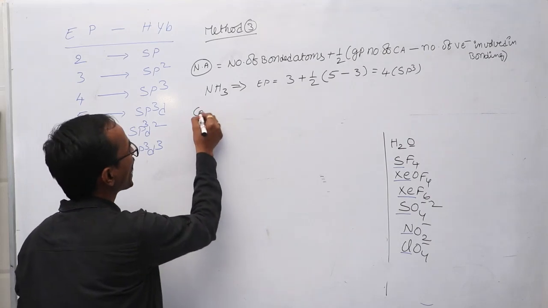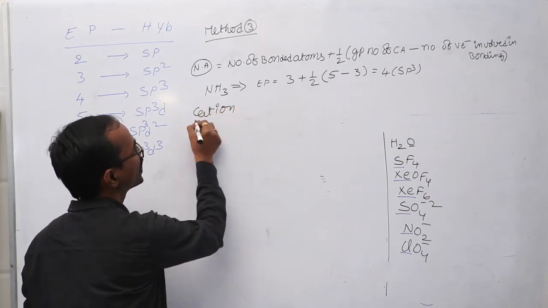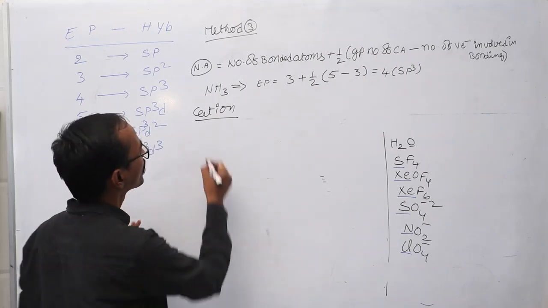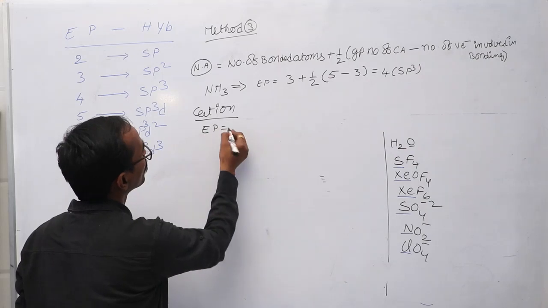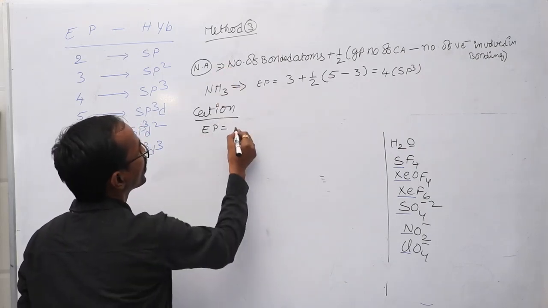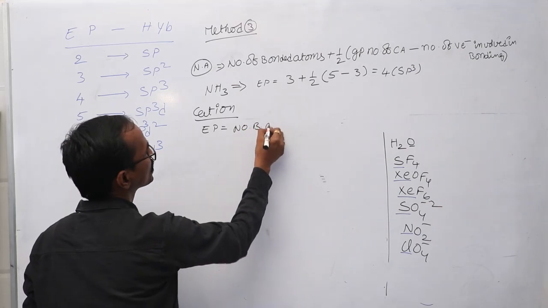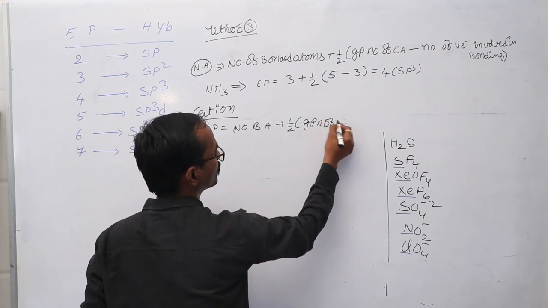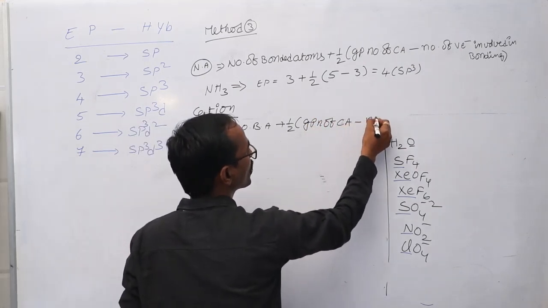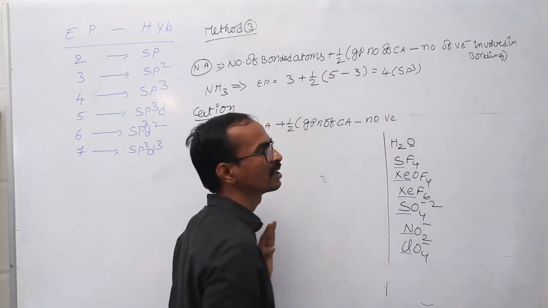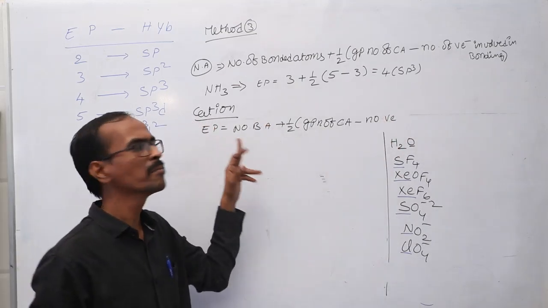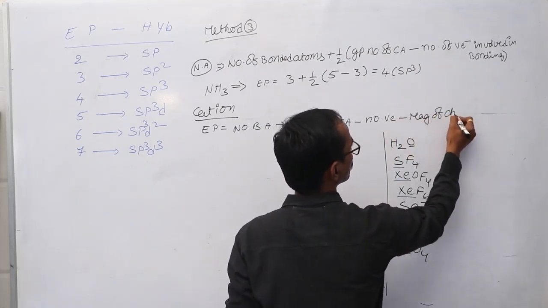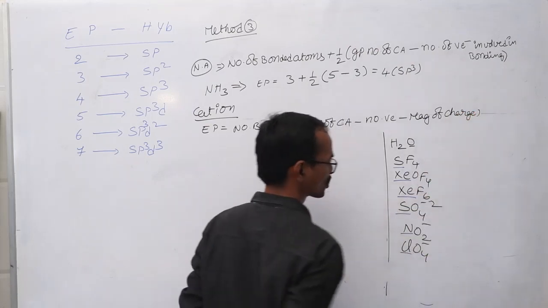Right? Next, if a cation is given, then what happens? Simple one. Electron pair number is equal to number of bonded atoms plus half into group number of central atom minus number of valency electrons involved in the bonding. If a cation is given, minus the magnitude of the charge.